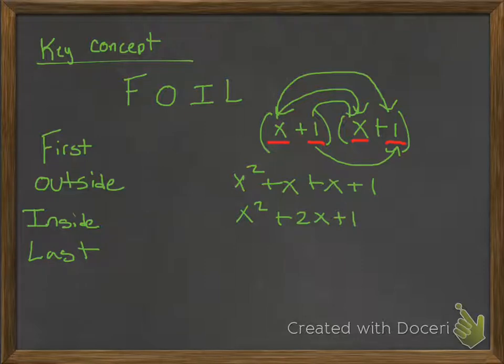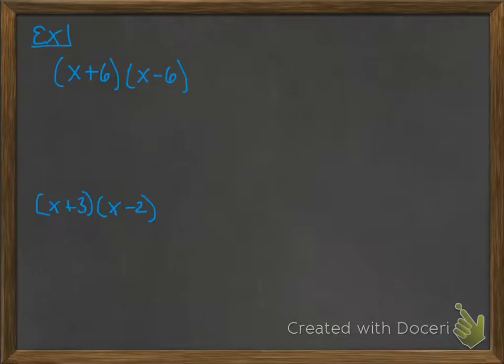First, outside, inside, last. Now if you can't remember that, then the other piece that you could remember is you take your first term and you make sure that you multiply it to each of the other terms. So my first term gets multiplied to each term in the other set of parentheses. And once I've done that, then I move on to my next term and I multiply that to each of the terms. Alright, so let's see how we put this all together.